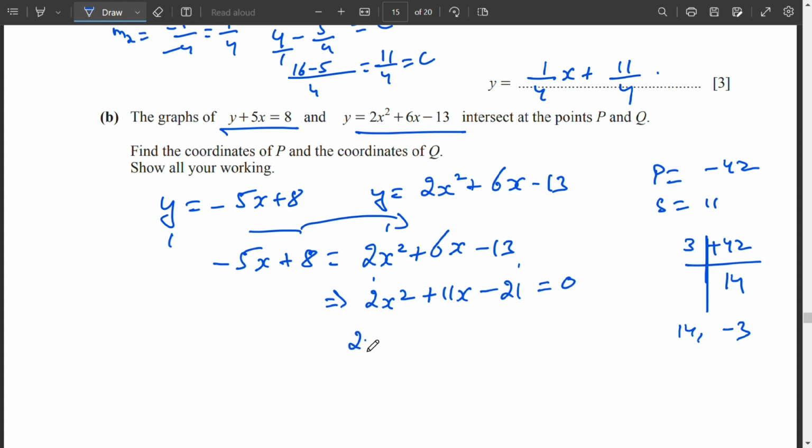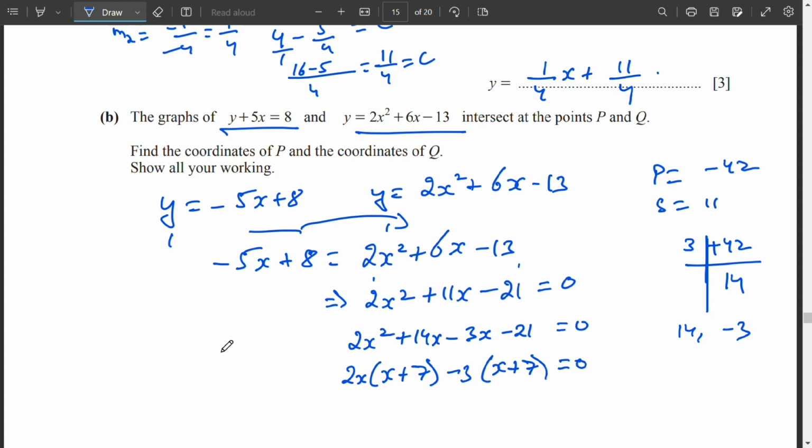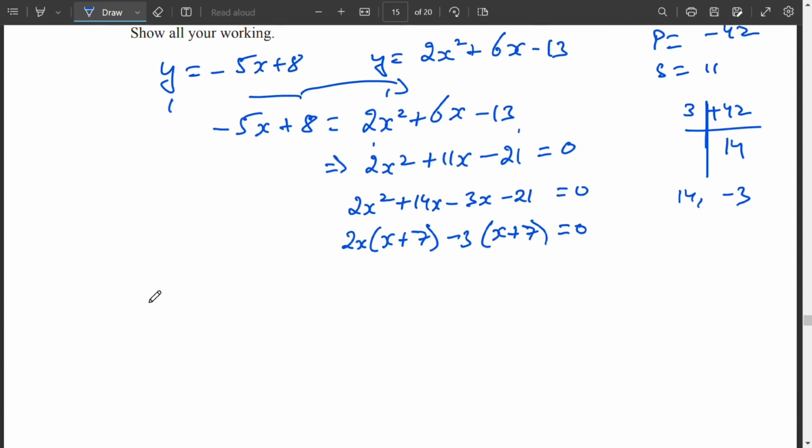So this is 2x square plus 14x minus 3x minus 21 equals 0. Now you can take 2x common. So this is x plus 7. You can take minus 3 common. This is x plus 7 equals 0. So now you can take x plus 7 common. So x plus 7 is common. So this is 2x minus 3 equals 0.